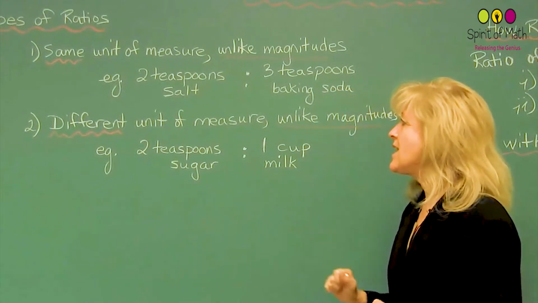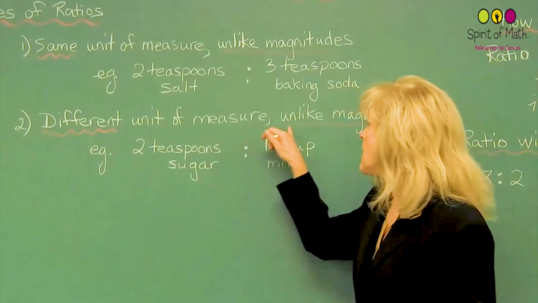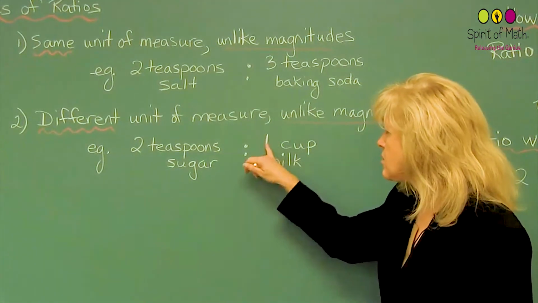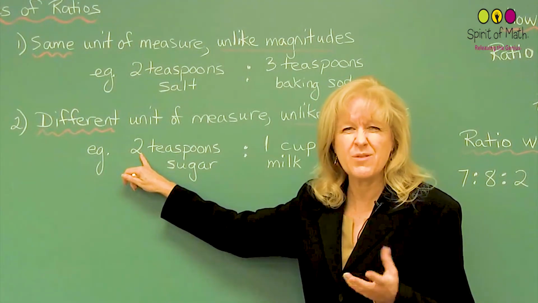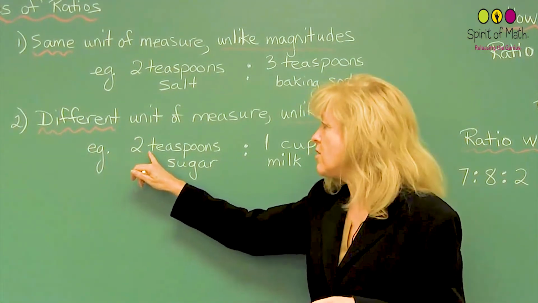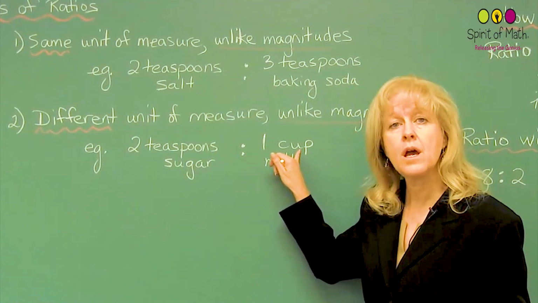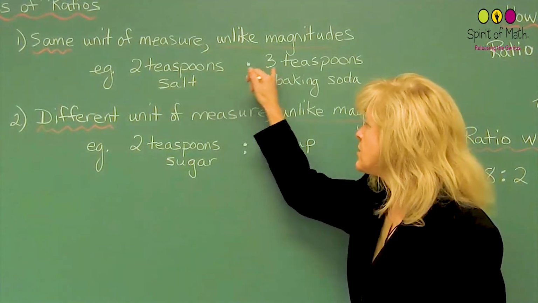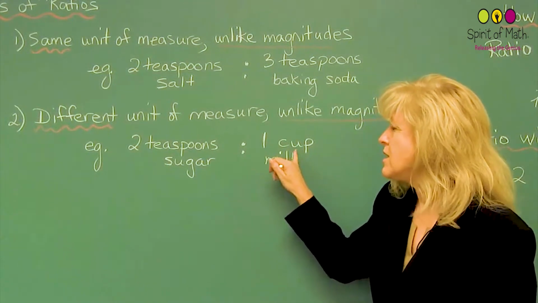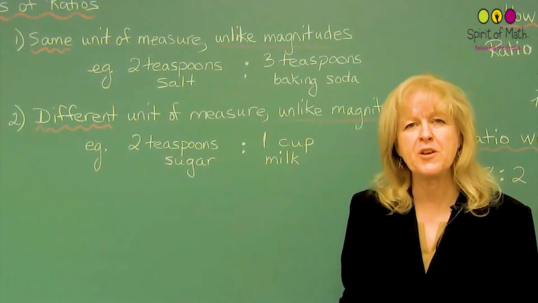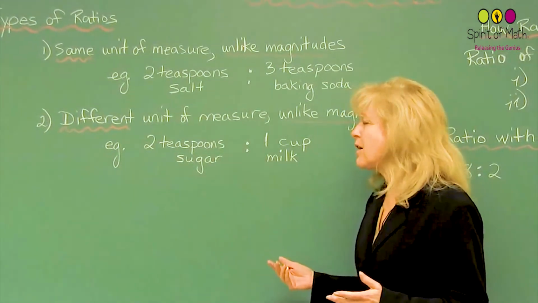The next thing is that you can have a different unit of measure and unlike magnitudes. Again, the magnitudes are different. You could actually have the same, 1 to 1, but really that's not saying any different ratio. The different unit of measure means that we have teaspoons to cups. So you can have the same, teaspoons to teaspoons, or teaspoons to cups, which is different units of measure. These both came from making cookies or something. You can imagine what it might be if you like chocolate brownies.